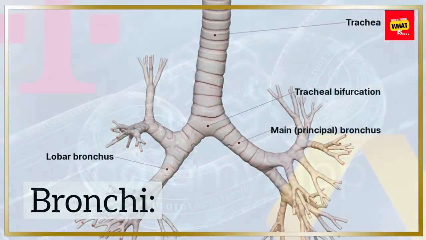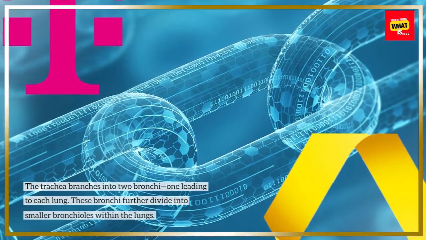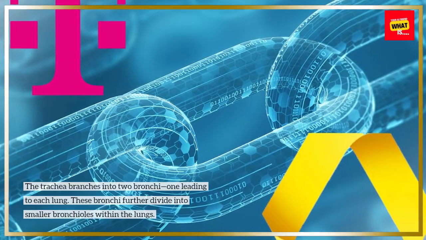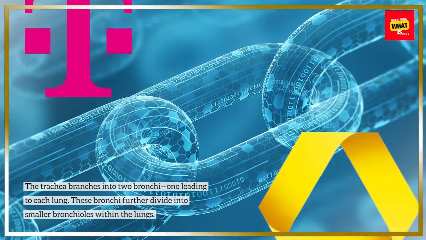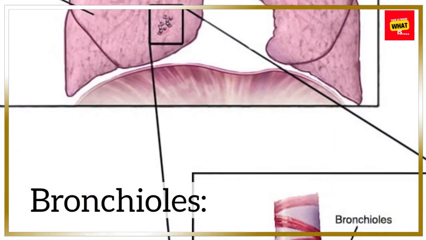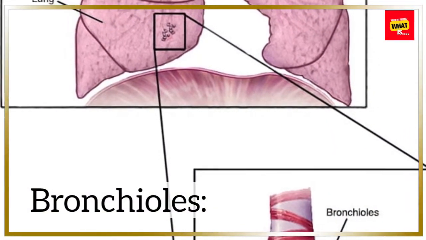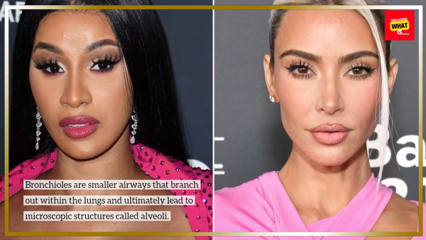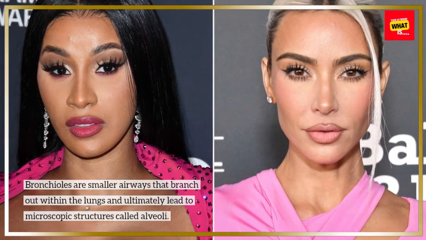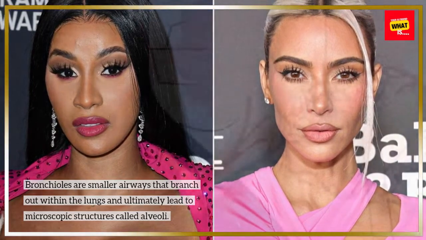Bronchi. The trachea branches into two bronchi, one leading to each lung. These bronchi further divide into smaller bronchioles within the lungs. Bronchioles. Bronchioles are smaller airways that branch out within the lungs and ultimately lead to microscopic structures called alveoli.